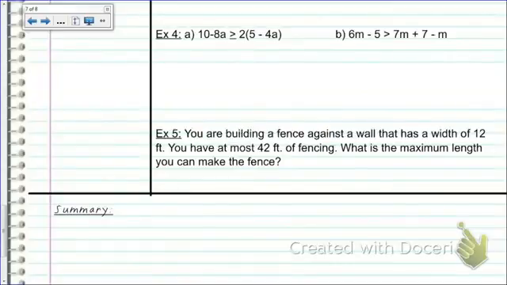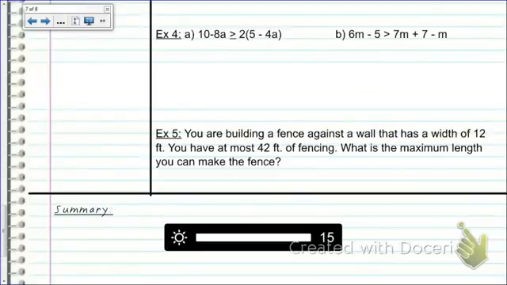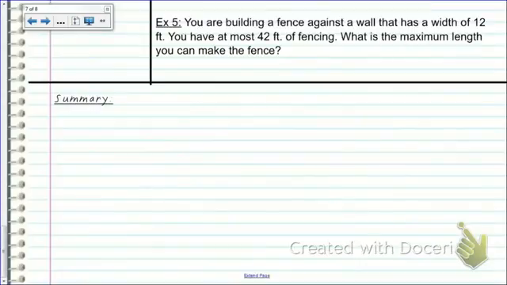So, example 5. You are building a fence against a wall that has a width of 12 feet. You have at most 42 feet of fencing. What is the maximum length you can make the fence? It's only 3 sentences.